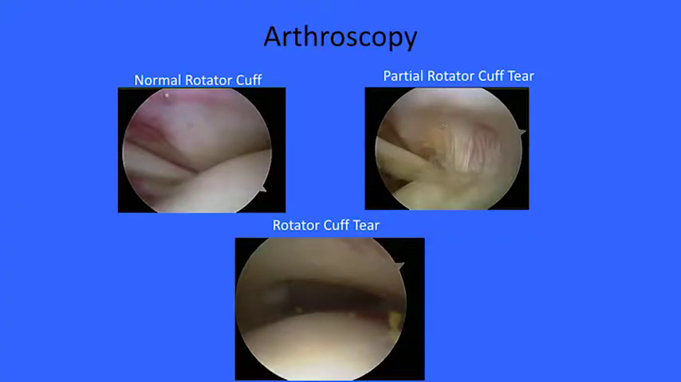So here's a normal rotator cuff from below. That tendon is coming down and attaching to the bone right here. This one over here is a partial tear. You can see some of those fibers are torn off, but you can't see through that all the way. The one on the lower part of the slide is all the way through. That's a complete tear of the rotator cuff.